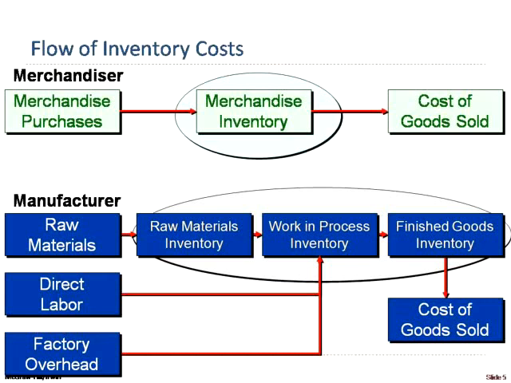Part 2. The flow of inventory for a manufacturer is more complex. First, a manufacturer purchases raw materials for use in making inventory. The items and their costs are included in raw materials inventory until they are used, at which point they become part of work-in-process inventory.